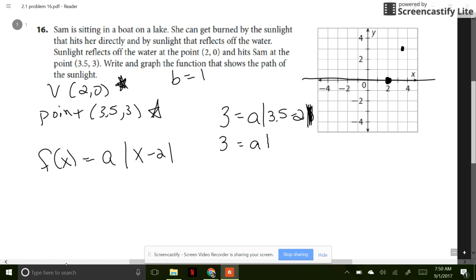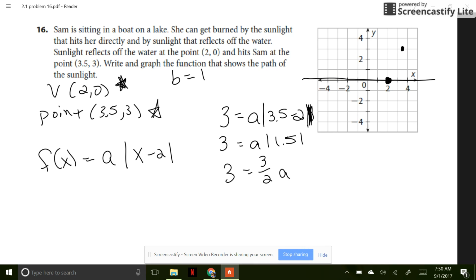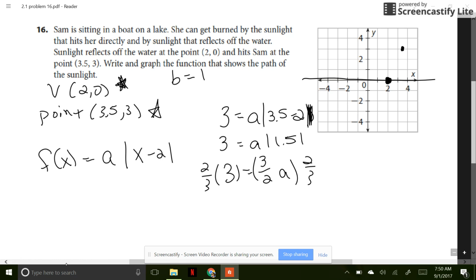So if we solve inside of our absolute value, 3.5 minus 2 is 1.5. So 1.5 is positive, so it's going to stay positive. I'm going to go ahead and change it into a fraction, though, because that's going to help me when I solve for a. So 1.5, same thing as 3 over 2. So if I want to solve for a, get a by itself, I have to multiply both sides by the reciprocal. So when I do that, I'll find then that a is 2.